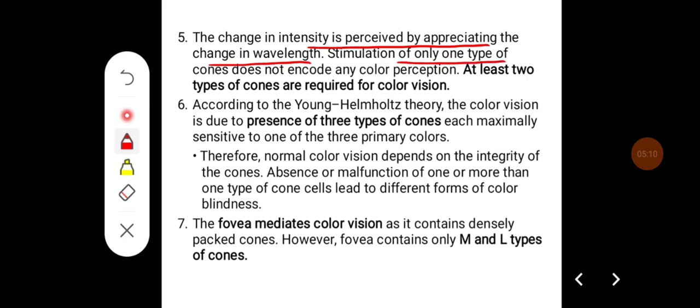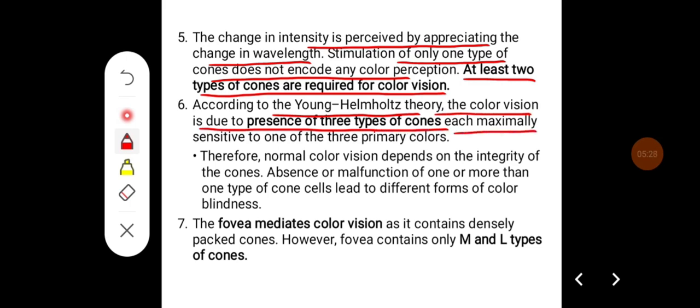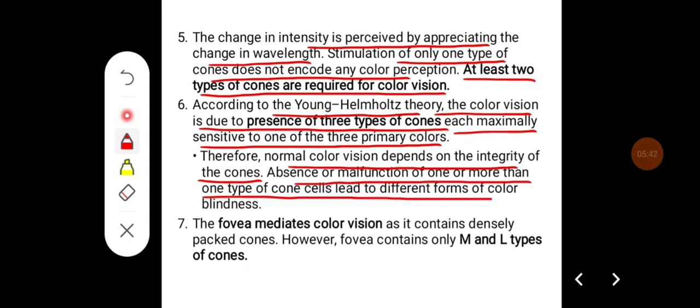Stimulation of one type of cone does not encode any color perception. At least two types of cones are required for color vision. According to the Young-Helmholtz theory, the color vision is due to the presence of three types of cone, each maximally sensitive to one of the three primary colors. Therefore, normal color vision depends on the integrity of the cones. Absence or malfunction of one or more than one type of cone cells lead to different forms of color blindness.